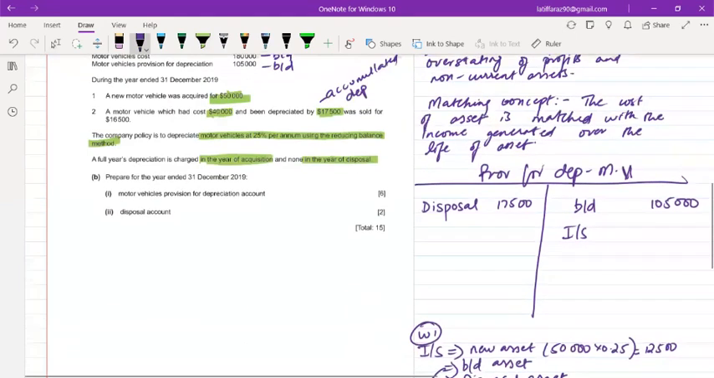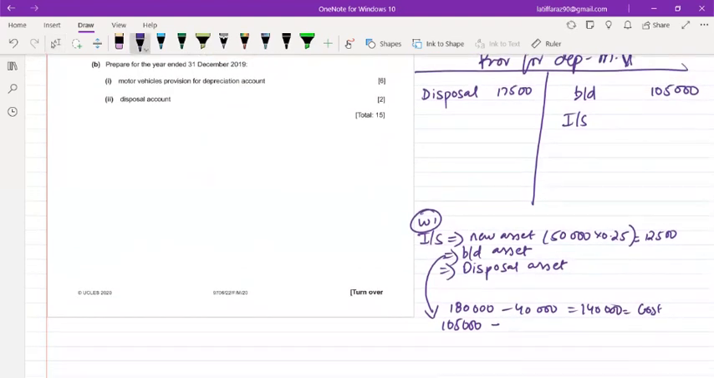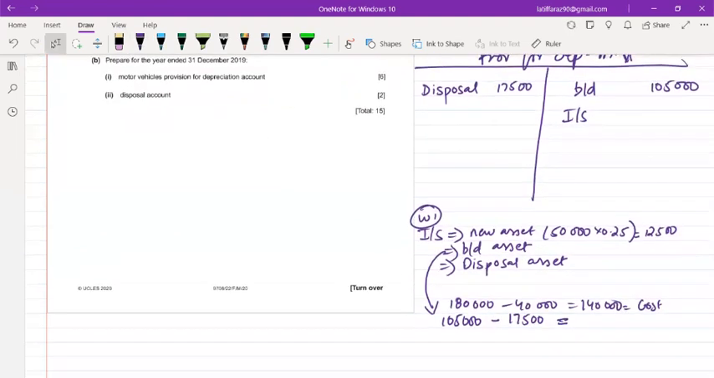Provision for depreciation. So the provision for depreciation was 105,000, and for the asset which was disposed of, the accumulated depreciation was 17,500. So we will not keep it in our books. Remember that students do not take out the depreciation of the disposed of assets. If we do not take out the depreciation of the disposed assets from the brought down balances, our answer will be wrong. Okay, and the concept is also wrong. So 105,000 minus 17,500 is 87,500.